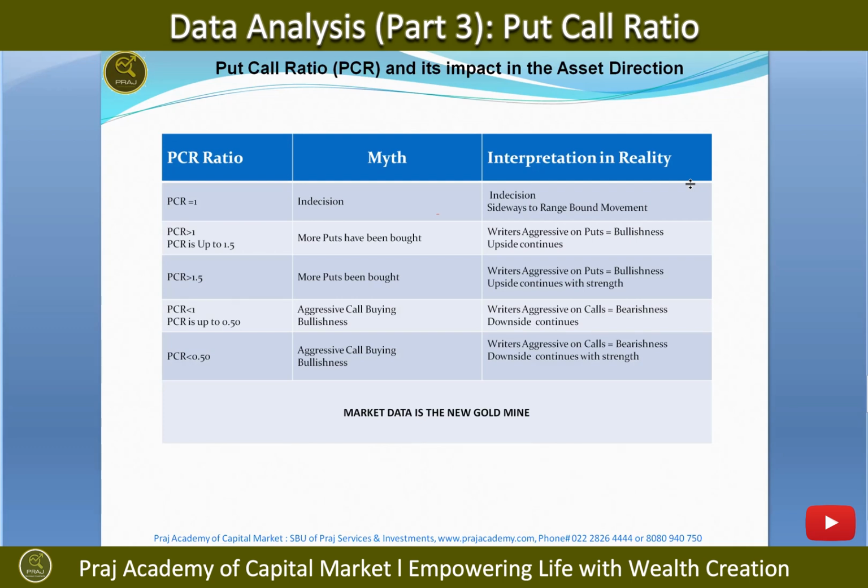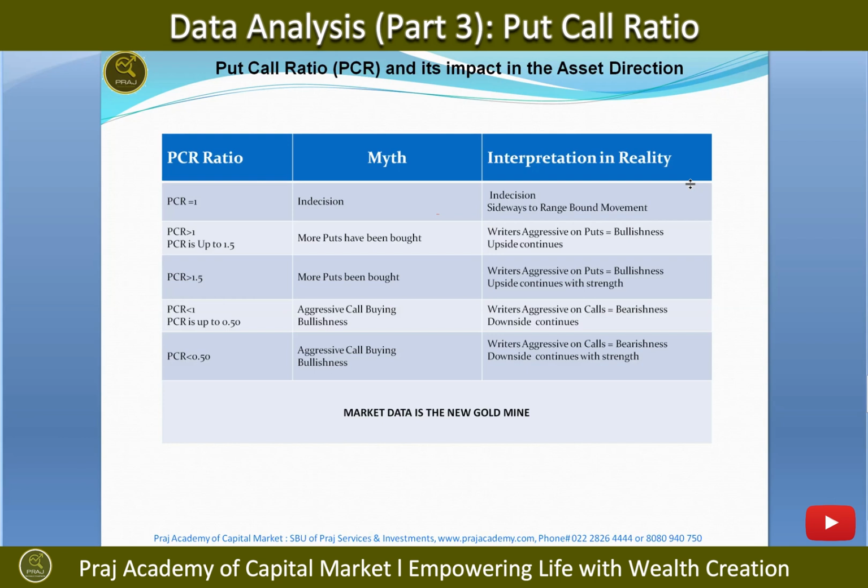Now, when the PCR is more than 1 but less than 1.5, there's a myth in the market that more puts have been bought. While discussing the Nifty option chain, we said that the data is seen from the perspective of sellers, not from the buyer's perspective. Although for every sold put or call, there is a buyer. That's where the contract has been established, right?